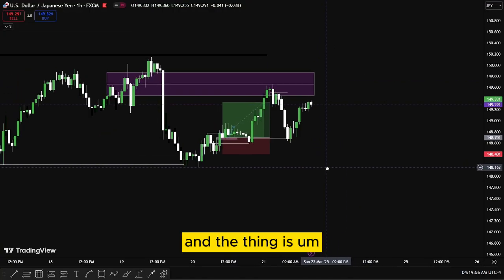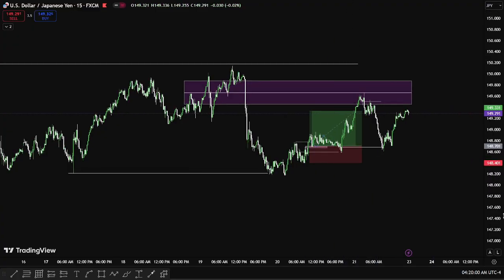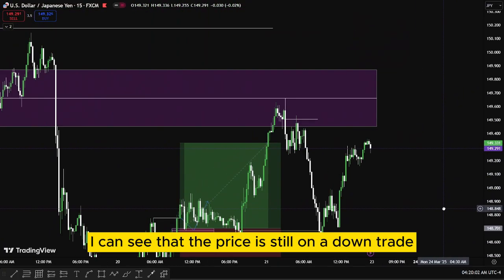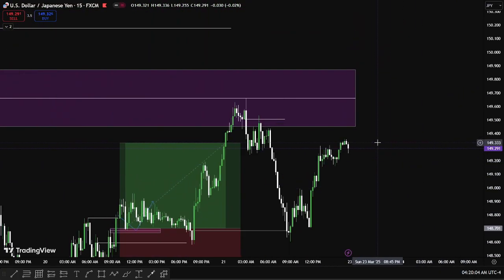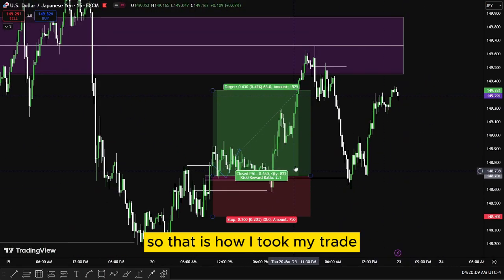And if I go to the 50-minute time frame, I can see that the price is still on a downtrend, and I can take a trade from here as well. So that is how I took my trade.